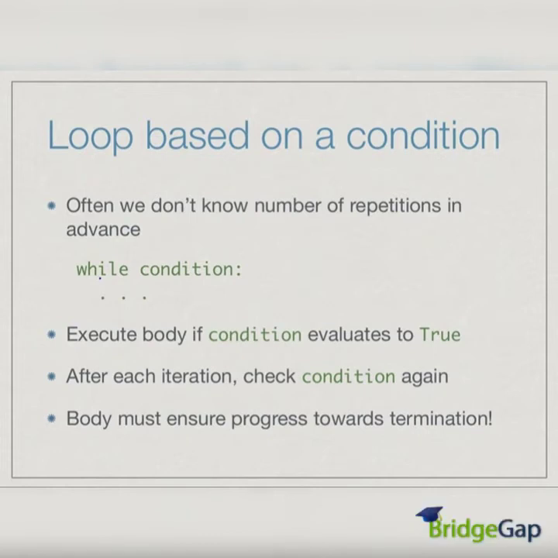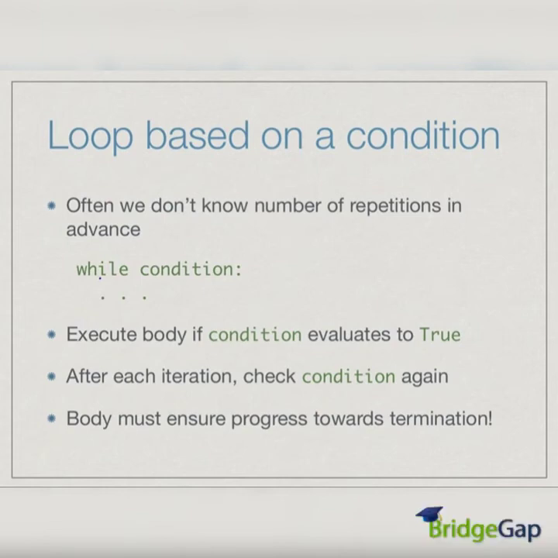Now the body must ensure progress towards termination. What happens in the while loop is that we execute the statements until the given condition comes to be false. So the actual progress is to terminate the loop by making the condition false. So at the same point we are checking the condition, and we are repeating the statements n times.